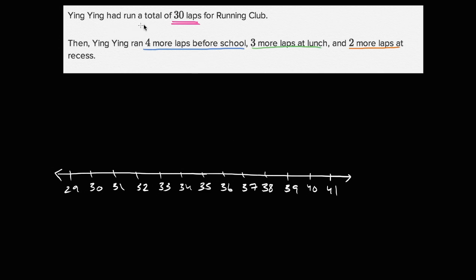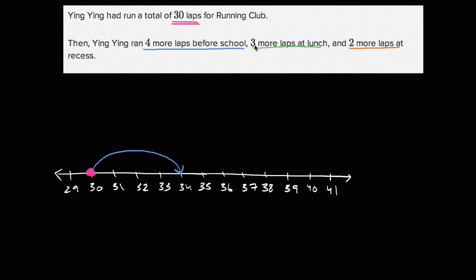So let's see. Ying Ying started at 30 laps for a running club. Then Ying Ying ran 4 more laps before school. So on the number line, if I go 4 more, that's going to be to the right. I'm going to be increasing by 1, 2, 3, 4. So those 4 laps before school take us from 30 to 34.